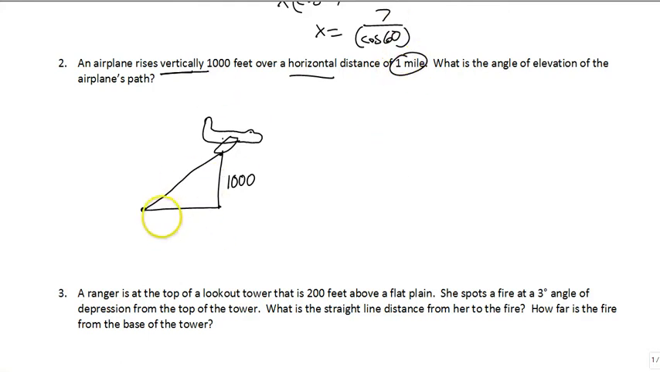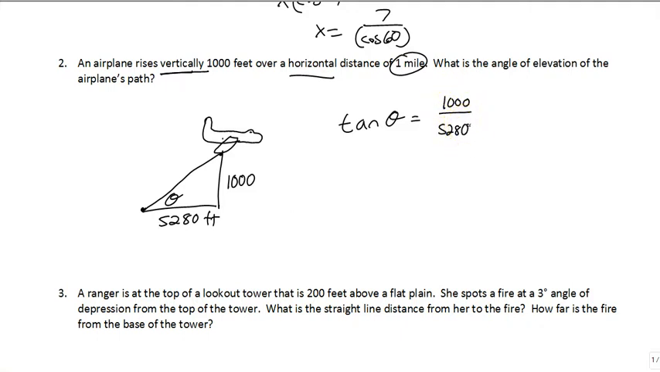1 mile turns into 5,280 feet. That is something you should know. And we're looking for the angle of elevation. I'll call it theta because you guys are getting used to it, or x, whatever you want to call it. Okay, so SOHCAHTOA: I have opposite, I have adjacent, I want the angle. Opposite and adjacent, the y and the x, is tangent. So the tangent of the angle is equal to 1,000 over 5,280.